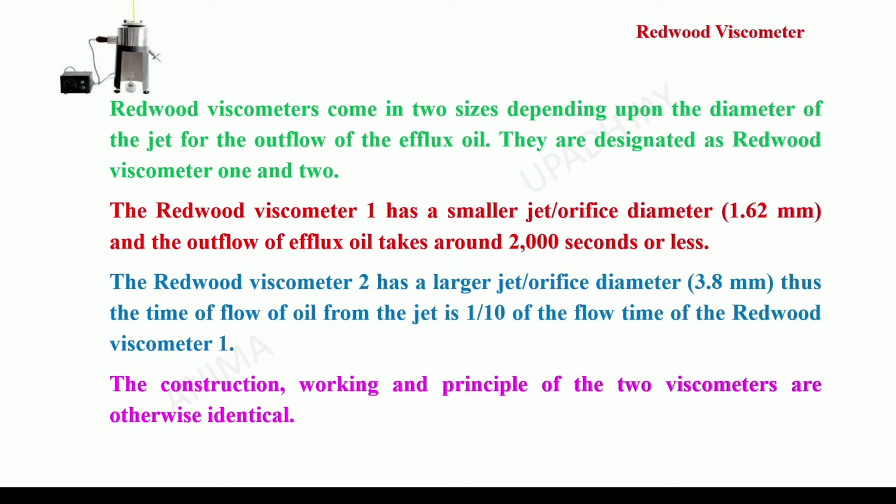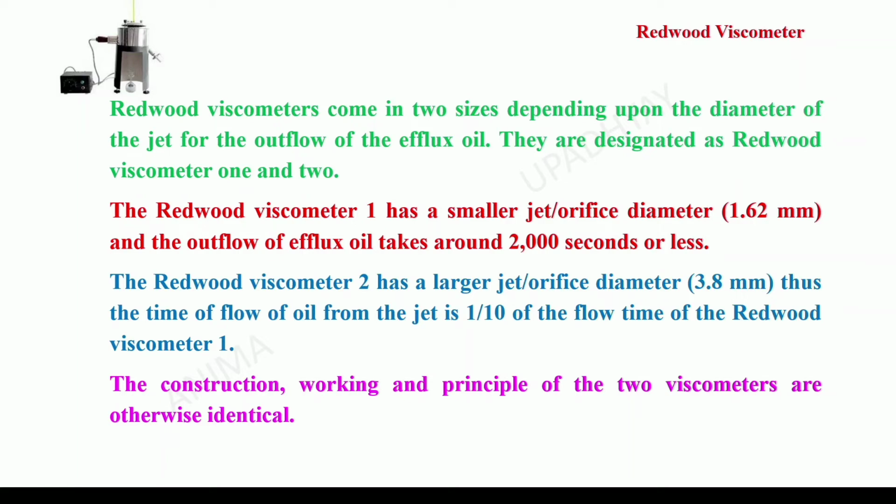Now, we should also know that the Redwood viscometers come in two sizes depending upon the diameter of the jet for the outflow of the efflux oil, and they are designated as Redwood Viscometer 1 and Redwood Viscometer 2. So what is the difference between Redwood Viscometer 1 and 2? It is the diameter of the orifice. For 1, it is 1.62 millimeter and it takes around 2000 seconds or less for the oil to outflow from the jet.